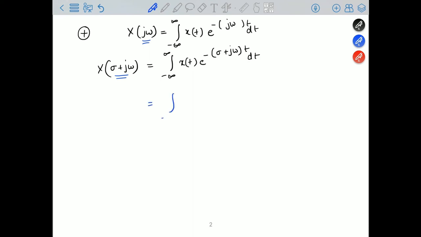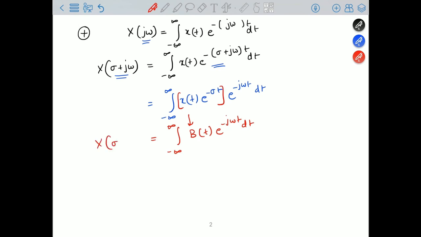Now suppose we expand this factor e raised to the power minus (sigma plus j omega) t. We will get x(t) e raised to the power minus sigma t multiplied with e raised to the power minus j omega t dt. Can you see that if we combine these factors into one and represent it with some variable, suppose b(t), then X of sigma plus j omega is basically the Fourier transform of b(t), which is x(t) multiplied by e raised to the power minus sigma t. So we can say that the Laplace transform is basically the Fourier transform of the signal x(t) multiplied with an exponential factor e raised to the power minus sigma t. This is the alternative way to understand the Laplace transform.